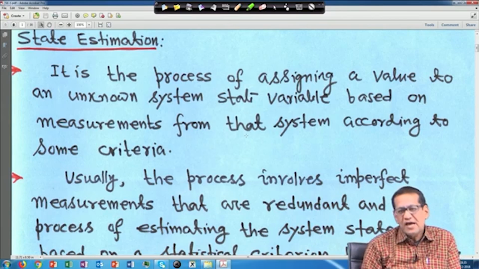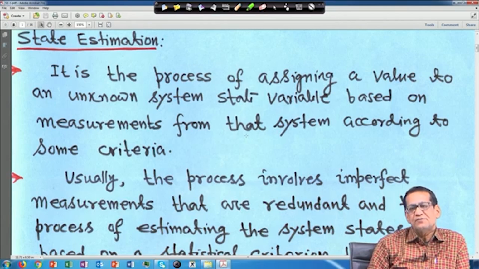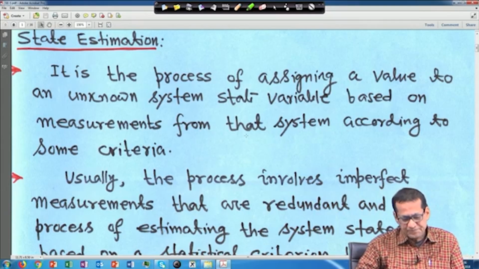Suppose you have a number of state variables known to you, and you have to estimate them. Sometimes the number of measurements is more than the number of state variables, sometimes the number of measurements is less than the number of state variables, and sometimes the number of measurements is equal to the number of state variables. Because of this, you have different types of concepts and different types of mathematical derivation.